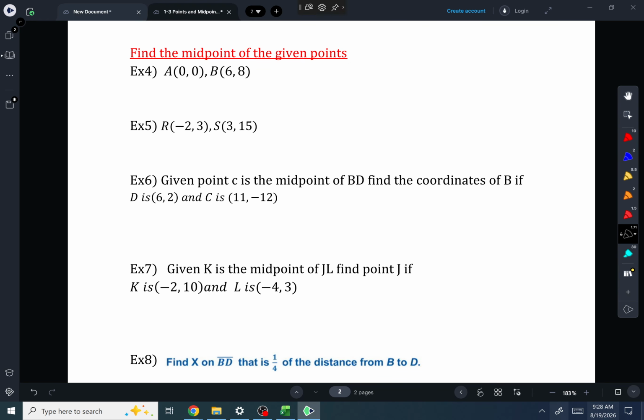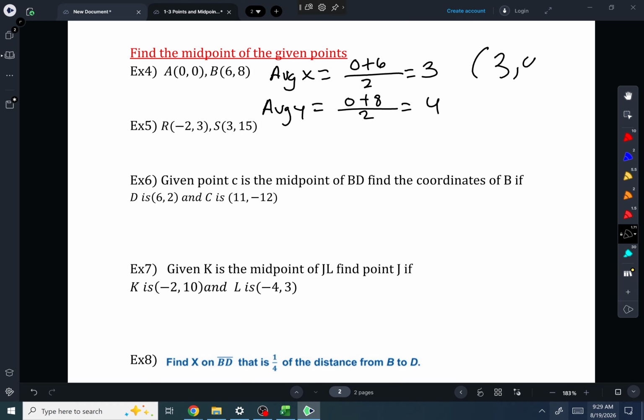I have 2 points, right? And I want to find the midpoint. How do I find the midpoint? Okay, so the first thing we're going to do is we're going to find the average of the x's. How do we find the average of the x's? Add them together and divide by 2, which is 3. Find the average of the y's. It'll be 0 plus 8 over 2, which is 4. What does 4 mean? The midpoint is 3 comma 4. It's that easy.